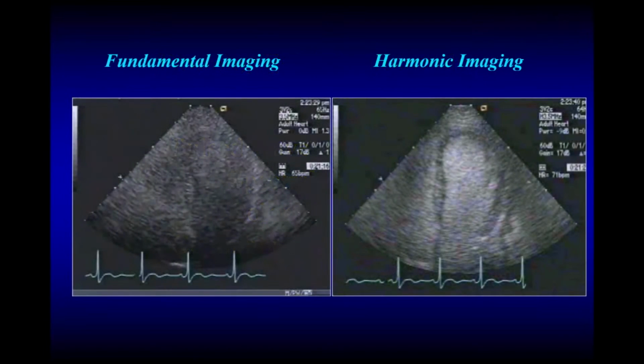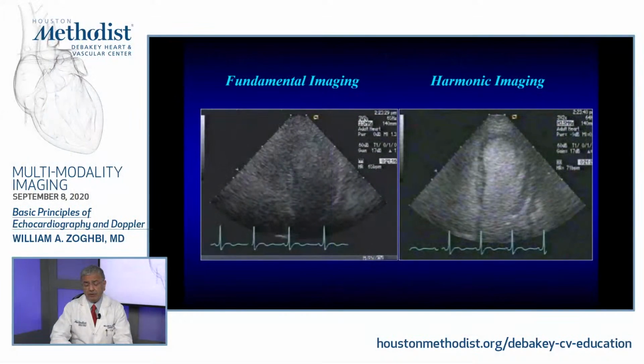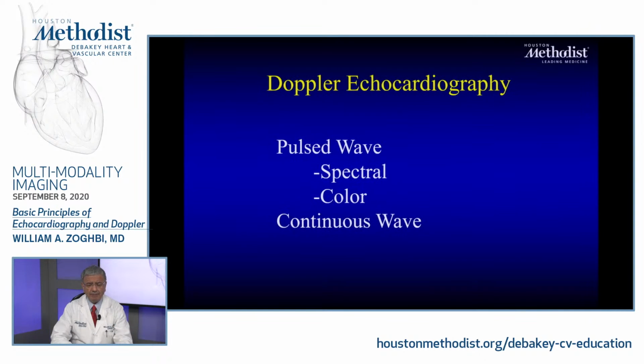And another thing for optimization, and we'll talk about that in another contrast lecture, is you want to make sure that the mechanical index, the MI, is not too high. Otherwise, you're going to destroy quite a bit of this contrast and may not see things as well.